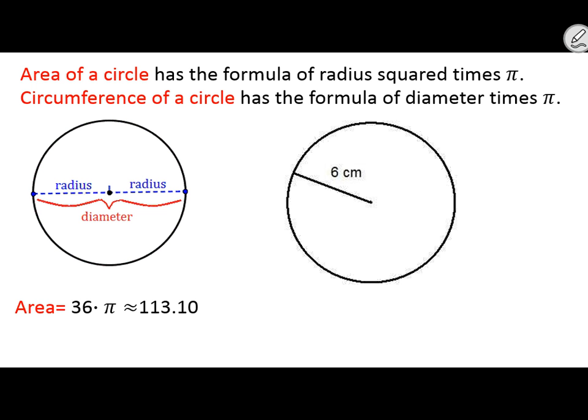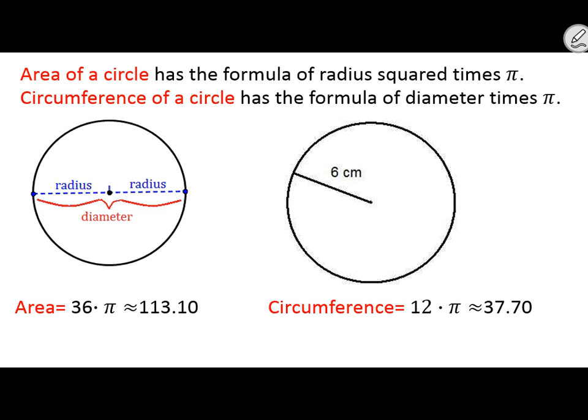The 36, because it's radius squared, right? 6 squared, that's how I got the 36. Remember, 36 times pi, right? Radius squared times pi. For my circumference, it's 12 times pi, because it's diameter times pi, which is about 37.7.